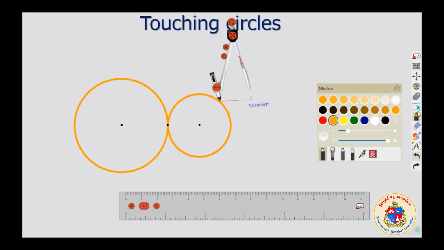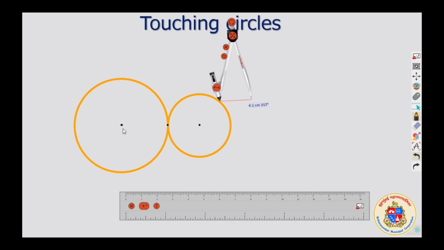So now I can write this point as X, this point as Y, and this as Z. These 2 circles are touching at a single point. That point is named as Y here.